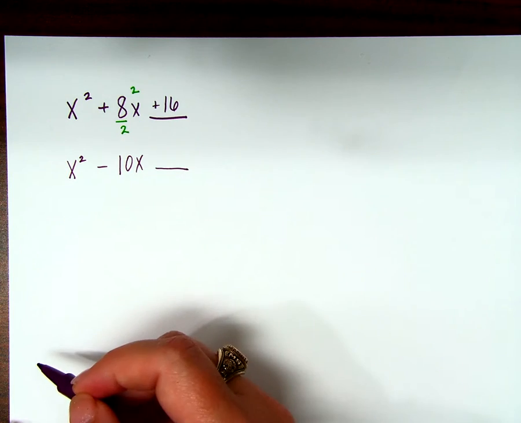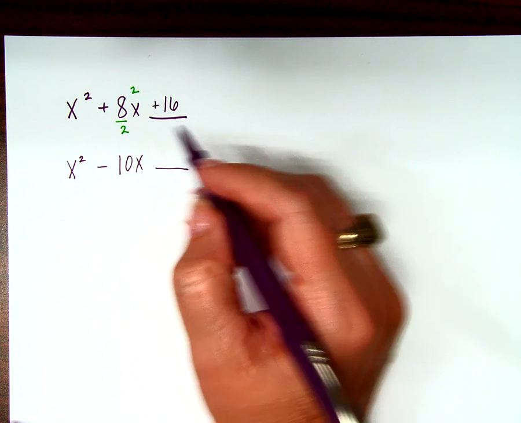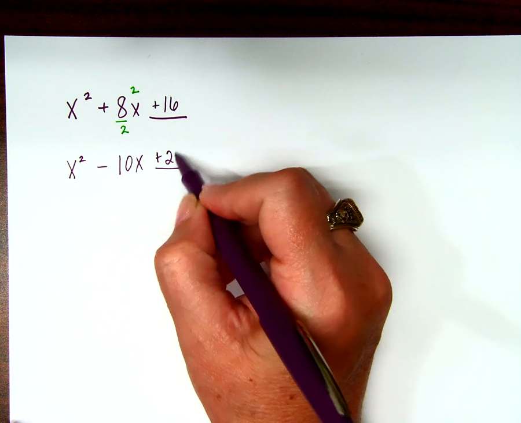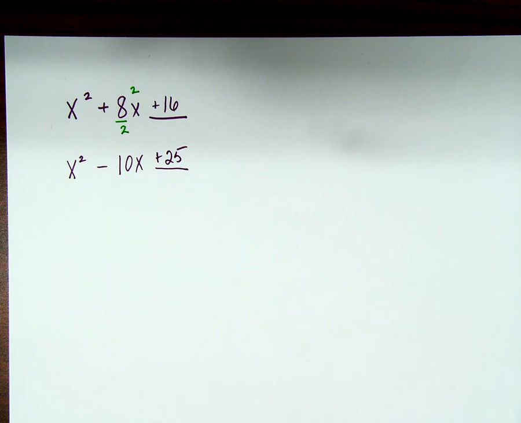What goes in the blank now? Because 10 divided by 2 is 5. 5 squared is plus 25. Is there ever a time we're going to subtract something for that third term? No. Okay, no, there's not. There's not ever a time that we'll subtract something right there.